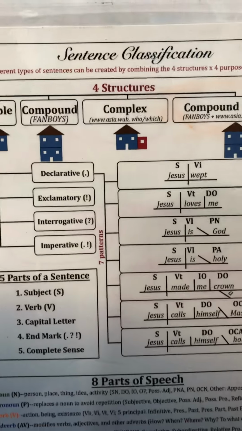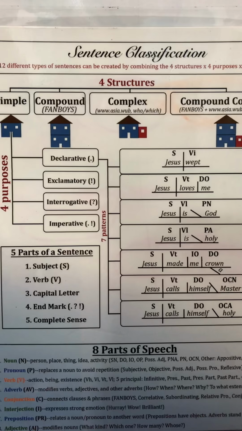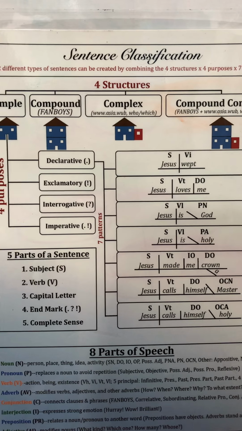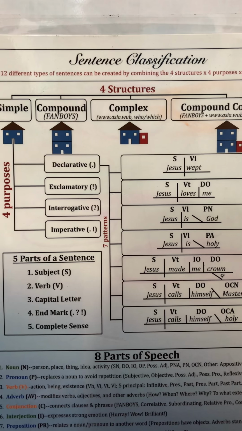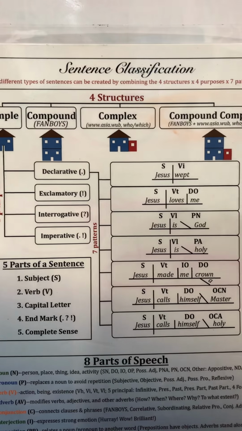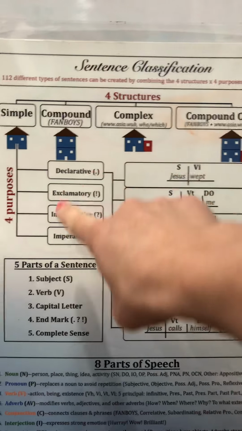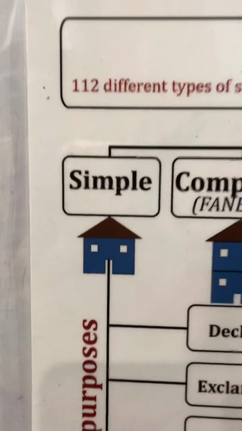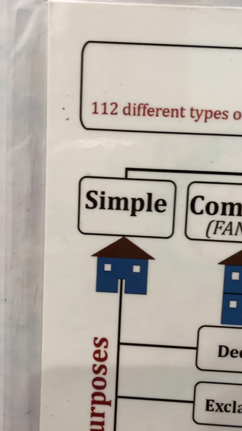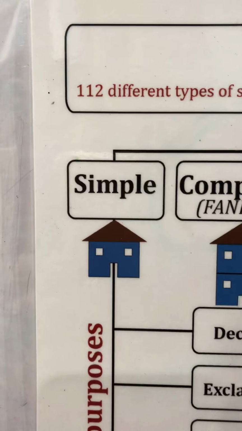Okay, when I used to homeschool, we used this chart to help us understand the basic structures of sentences. There are basically 112 different types of sentences that can be made when you combine these different things here. So I'm just going to briefly describe them. So a simple sentence is like, the boy ran to the store.